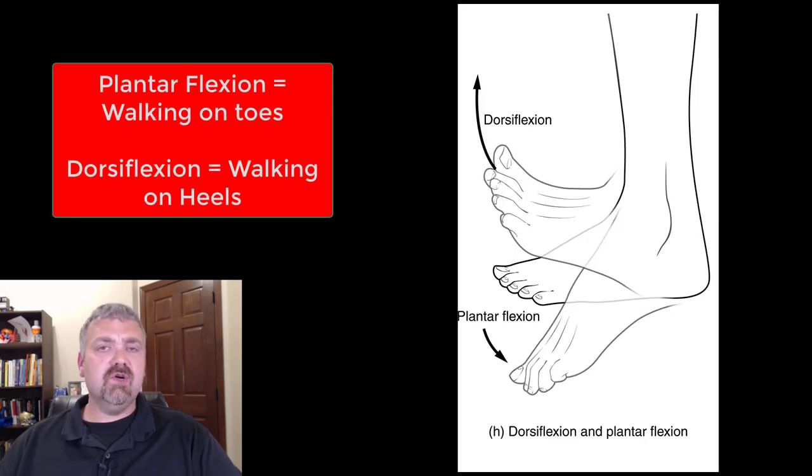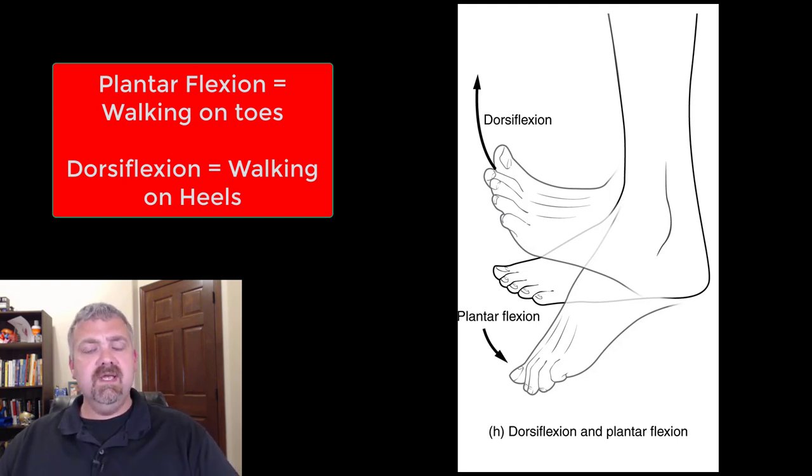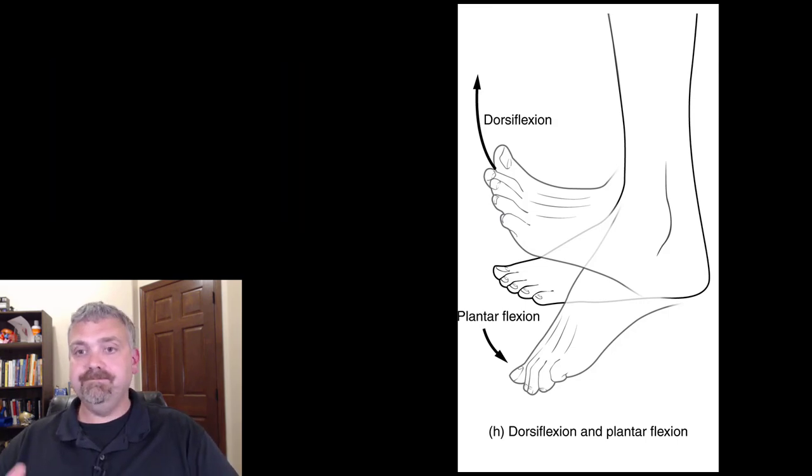Next, we have dorsiflexion and plantar flexion. This is a special type of flexion and extension that occurs at the ankle. Here's how I remember this. Plantar flexion, you plant your toes into the ground. So if you're walking on your tippy toes, you are in the plantar flexed position. Dorsiflexion is when you're walking on your heels. I'm doing it myself, you see me wiggling around. So walking on your tippy toes, that's plantar flexion. Walking on your heels, that's dorsiflexion.